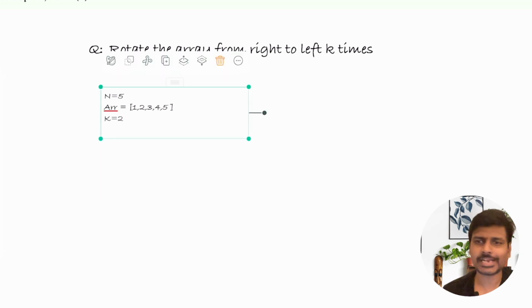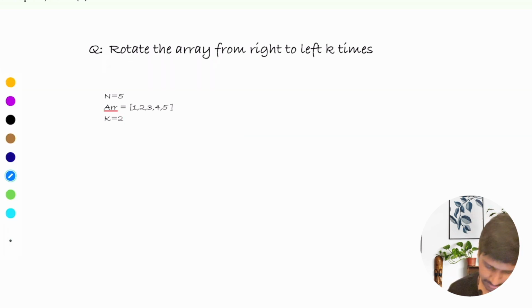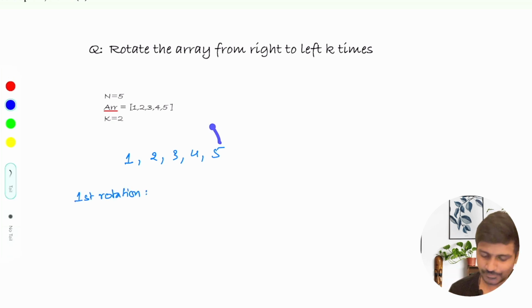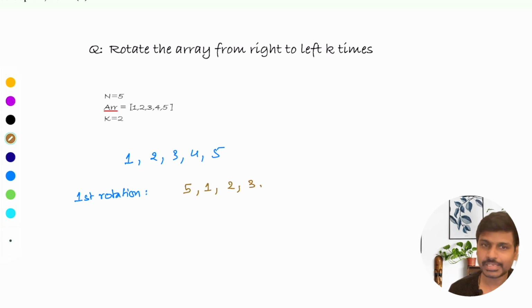Let's see how the array will get rotated. So let me just write down the input. This is the original input that is given to us. Now let's say I am rotating this for the first time. So this is the first rotation. What will happen is this 5 will come towards the first index and the rest of the elements will get shifted. So what we will get after the first rotation? We will get 5, 1, 2, 3 and 4.